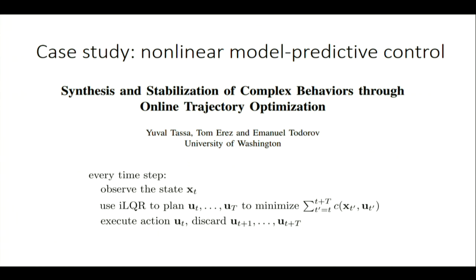So they're going to be using this model predictive control, and this is that written out as an algorithm. You observe your state, you use iterative LQR to plan a sequence of actions, and then you just execute the first action, discard the rest, observe the new state, and so on. That way, if the state you observe is not what you expected, you're going to adjust your plan. It might not be what you expected if your dynamics were a little bit incorrect, or there are some unexpected perturbations.